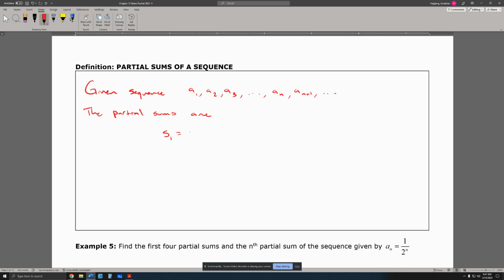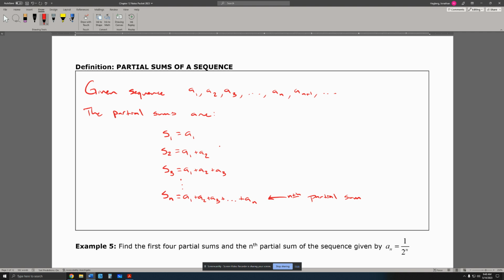S1 is equal to just that first term. S2 is the sum of the first two terms, so a1 plus a2. S3 is the sum of the first three terms, so a1 plus a2 plus a3. And we can continue this onward all the way up to S sub n, which is the nth partial sum, is what we would say. This is equal to a1 plus a2 plus a3 plus all the way up to a sub n. And we would again call this the nth partial sum. So it's the sum of the first n terms.